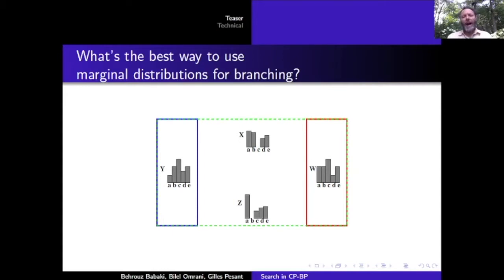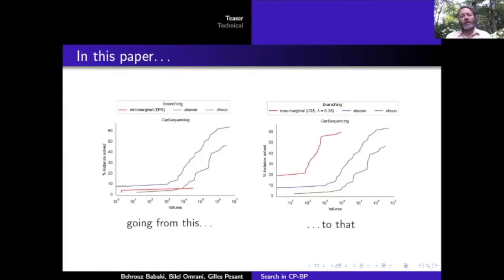Okay, how can we use this for search, to branch during search? This is the topic of this paper, where, among other things, we will tell you how we go from the red curve in the performance profile on the left to a much improved red curve on the right. Stay tuned.